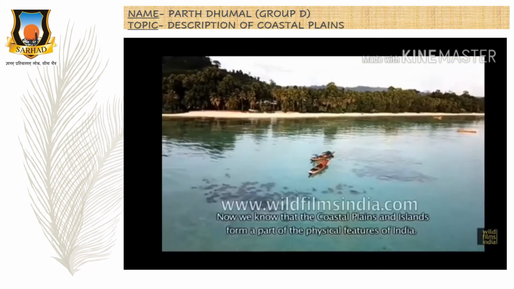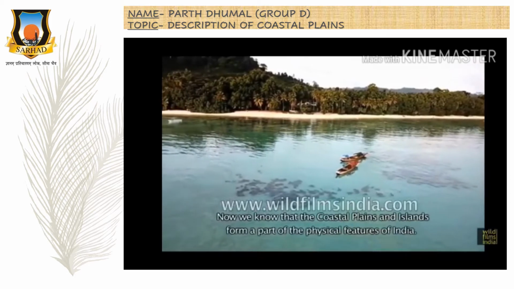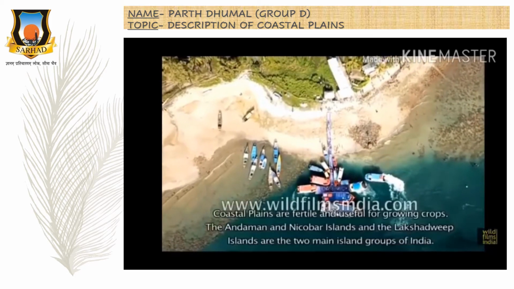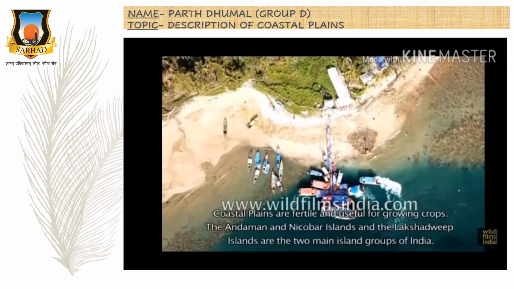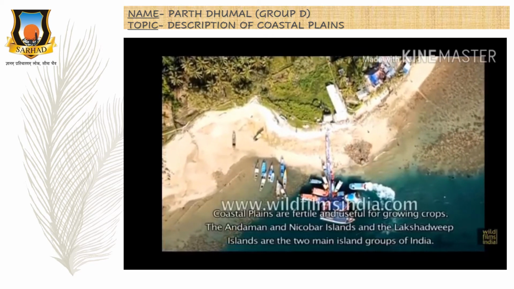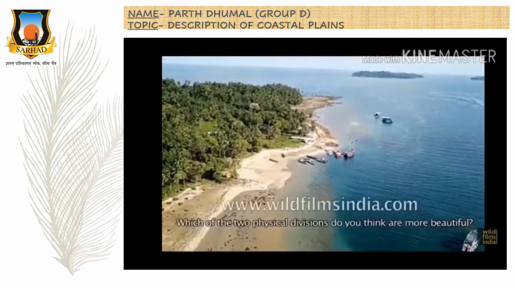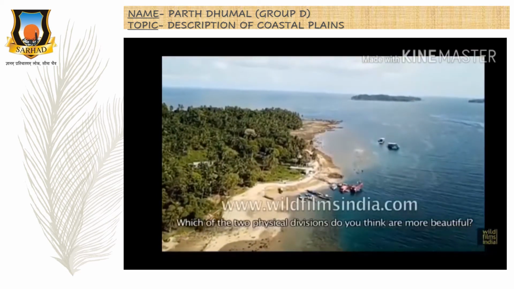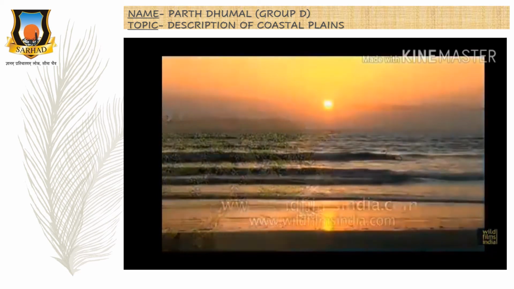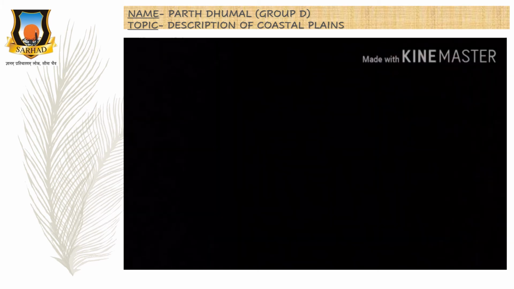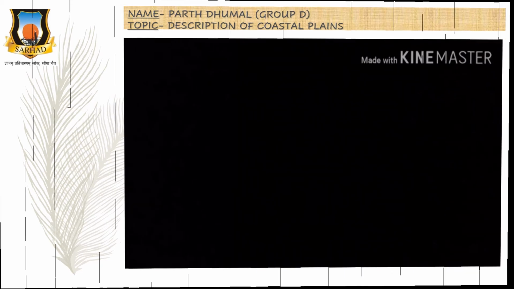Now we know that the coastal plains and islands form a part of the physical features of India. Coastal plains are fertile and useful for growing crops. The Andaman and Nicobar Islands and the Lakshadweep Islands are the two main island groups of India. Which of the two physical divisions do you think are more beautiful? Thank you and hope that you have understood about coastal plains.